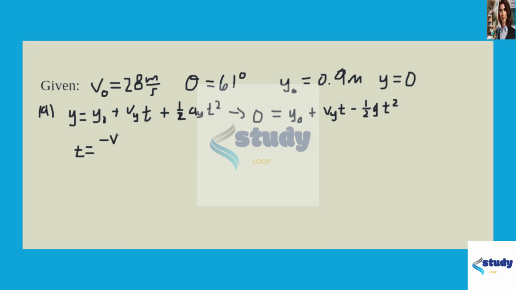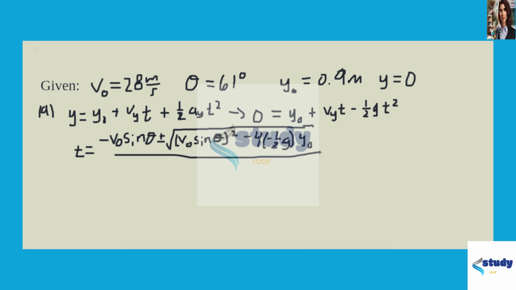minus v naught sine theta plus or minus the square root of v naught sine theta, and that's squared, minus 4 times minus 1/2 g multiplied by y naught, all divided by 2 times minus 1/2 g. Okay, so now we know all the values that we need to plug in this equation.